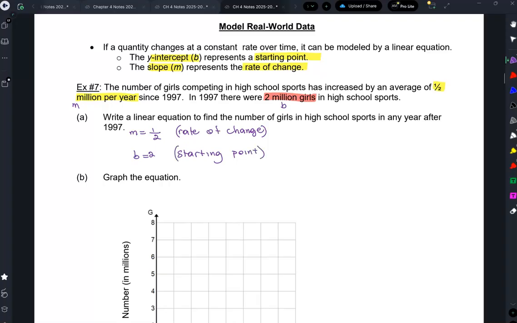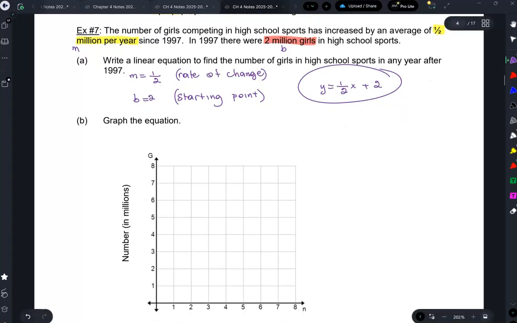Okay. So now it says write a linear equation. Well, y equals mx plus b. So y equals half x plus 2. You see how it's the same thing, right? So now let's graph it.